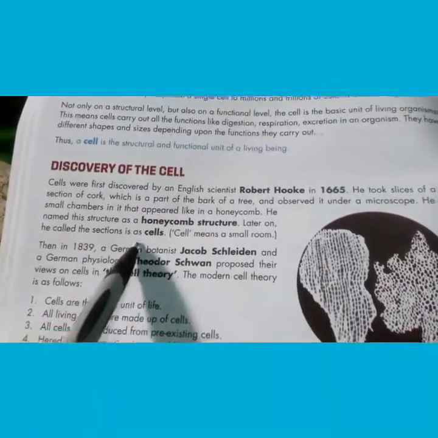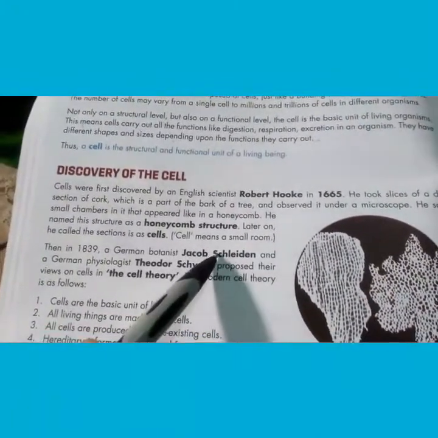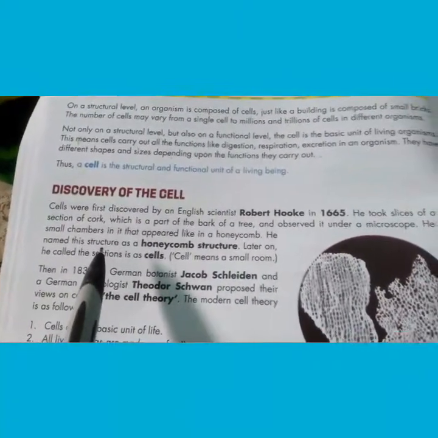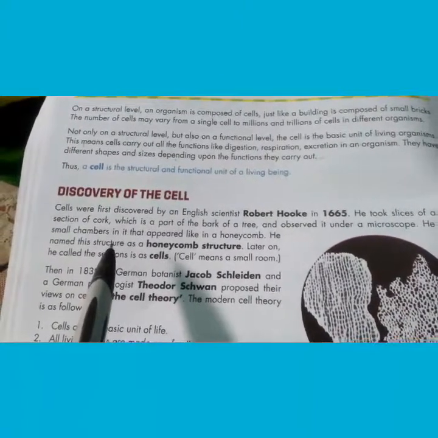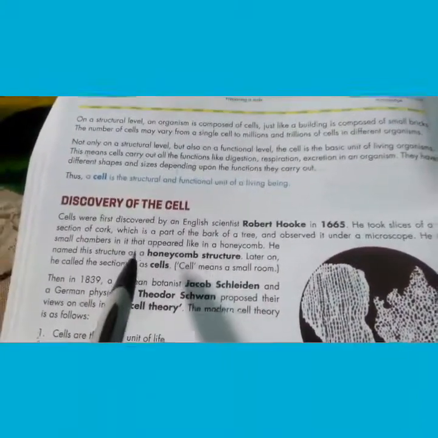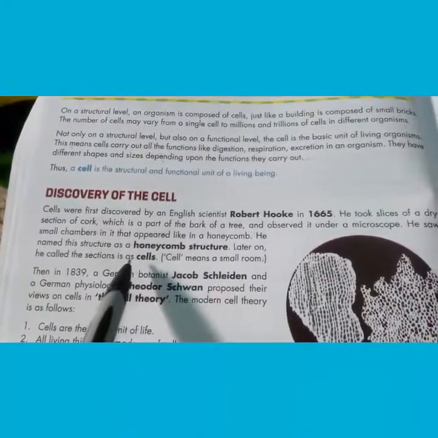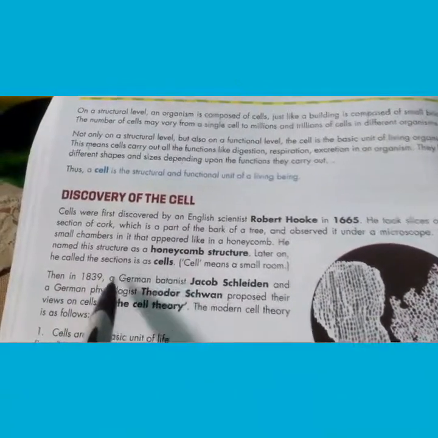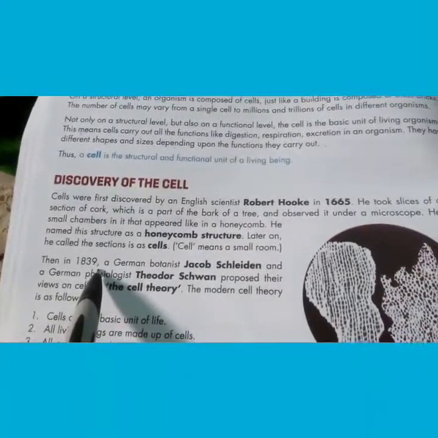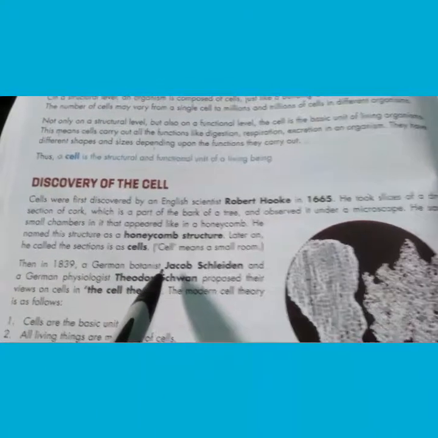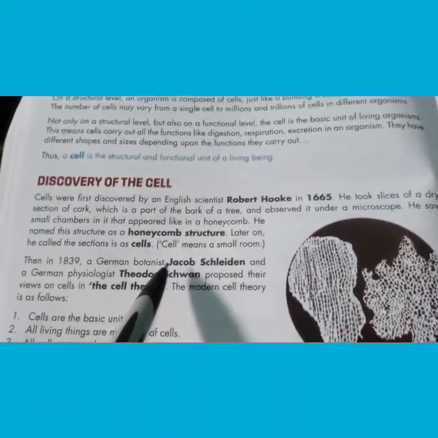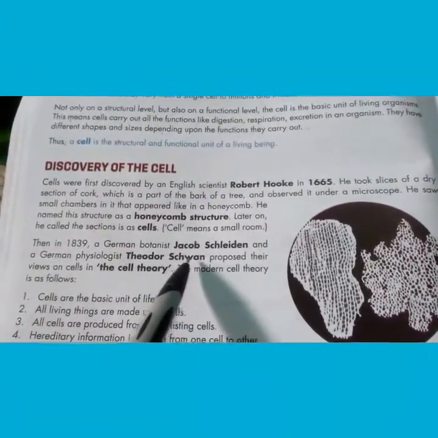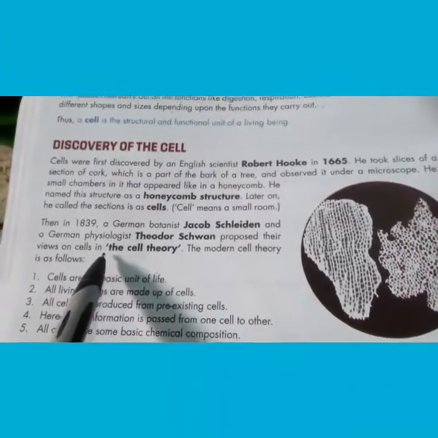Later on, he called these sections cells. Cell means a small room. Just like we can prepare a complete building with small bricks, a whole organism is made from single cells. Then in 1839, a German botanist, Matthias Schleiden, who researched only plants, and a German physiologist, Theodor Schwann, proposed their views on the cell in the cell theory.